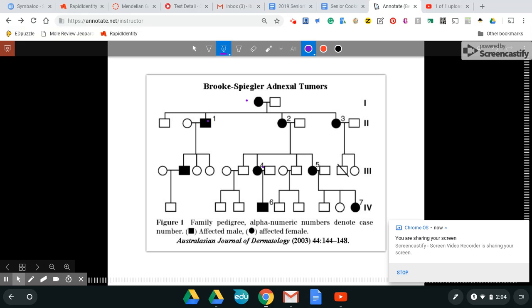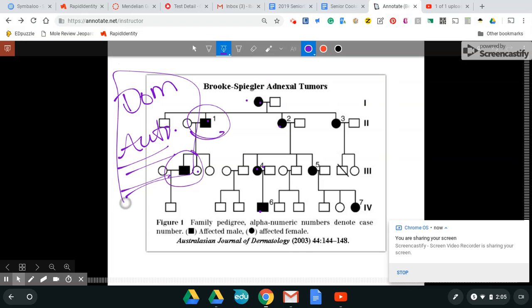pedigree, look first, does it skip a generation? And you see that I have colored in at every location. So that would mean that it has to be a dominant trait. The next thing I want you to look at is, do you see a father passing it to his son? And from here to here, I see a father passing it to its son. So that means it has to be autosomal, because if it was sex-linked, the father could only pass it to his daughters. So that's how you could label and determine patterns of inheritance.